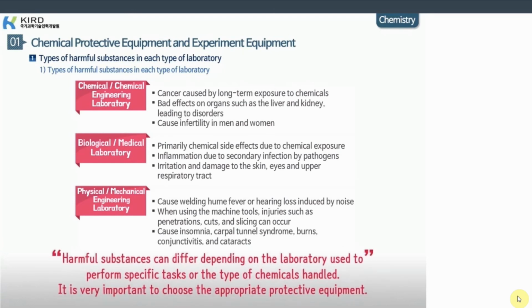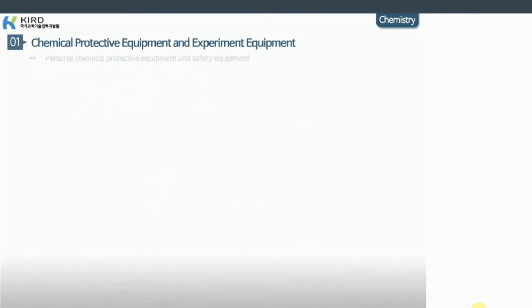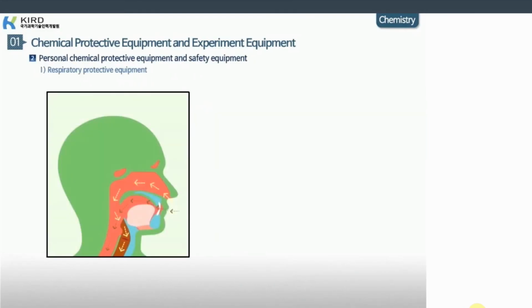Harmful substances can differ depending on the laboratory used to perform specific tasks or the types of chemicals handled. It is very important to choose the appropriate protective equipment. In order to prevent bad effects caused by harmful substances, we use protective equipment. First, let us look at respiratory protective equipment.